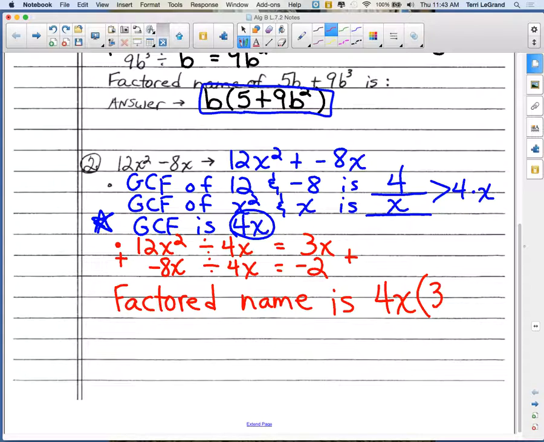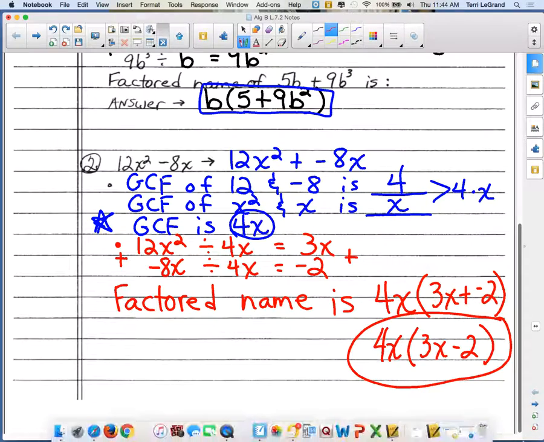3x plus negative 2. But that can be cleaned up, can't it? So we're going to write it as 4x, 3x, subtract 2. That's going to be our final answer.